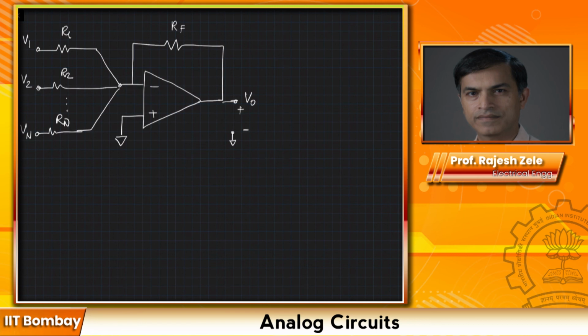Okay, and let's say that there is current I1 flowing here, I2 flowing here, and In flowing here, and the current going in this resistor RF is IF. Now if I apply Kirchhoff's current law at this node, then you can see that we can write an equation: I1 plus I2 plus I3 plus and so on plus In is equal to IF. The current entering the node and leaving the node has to be the same.